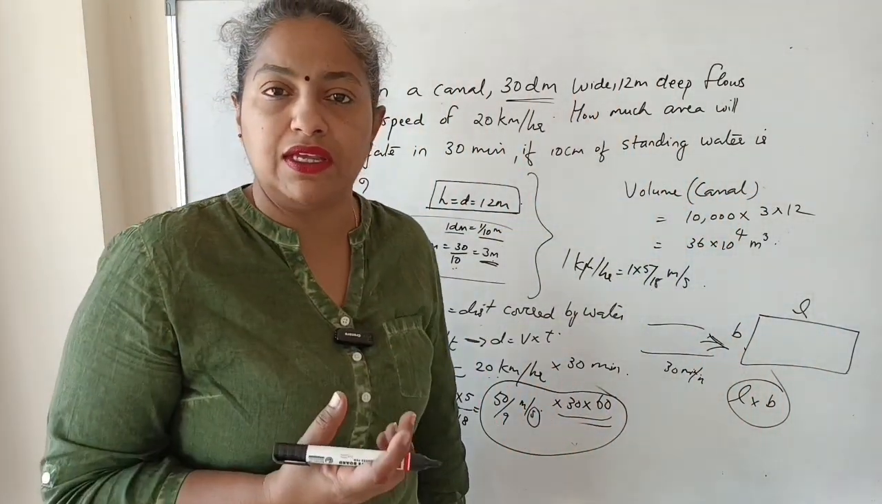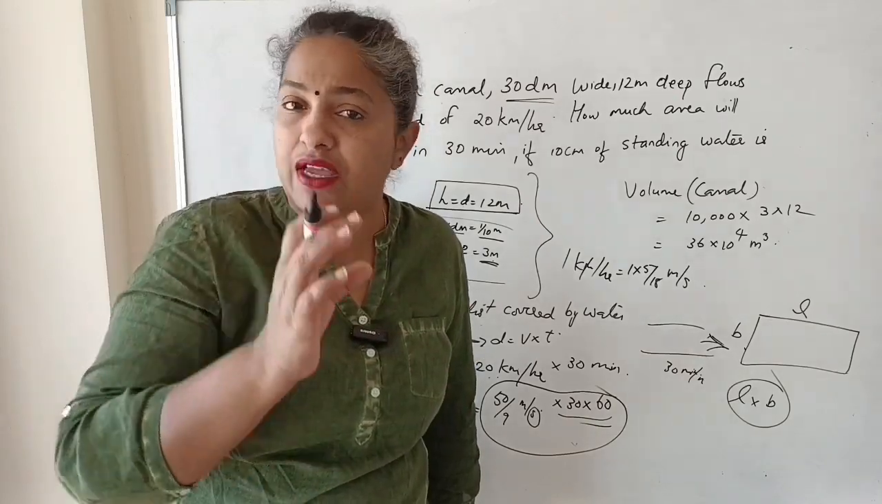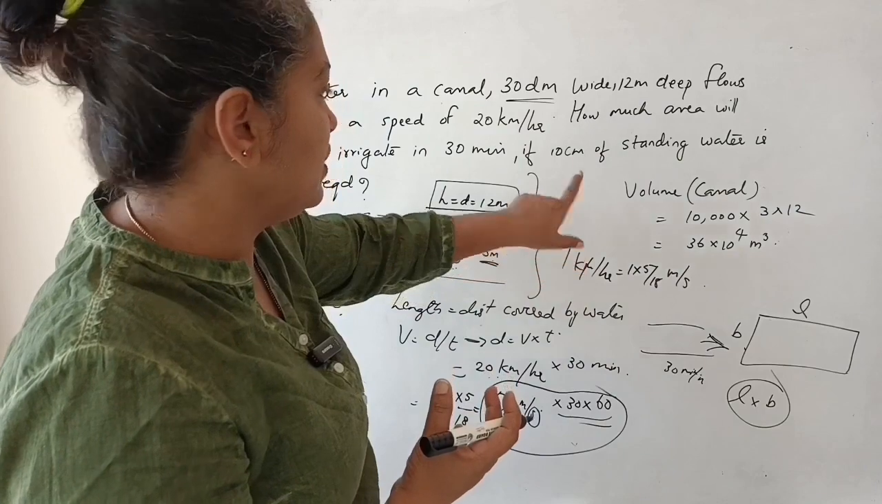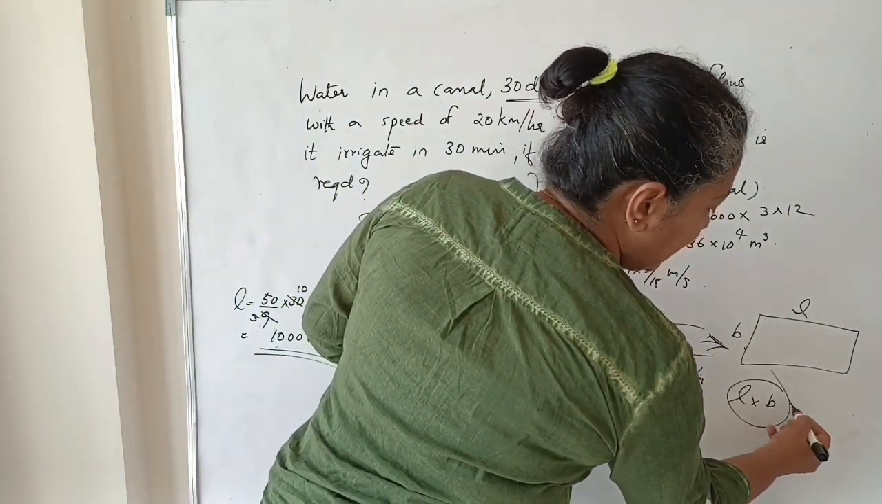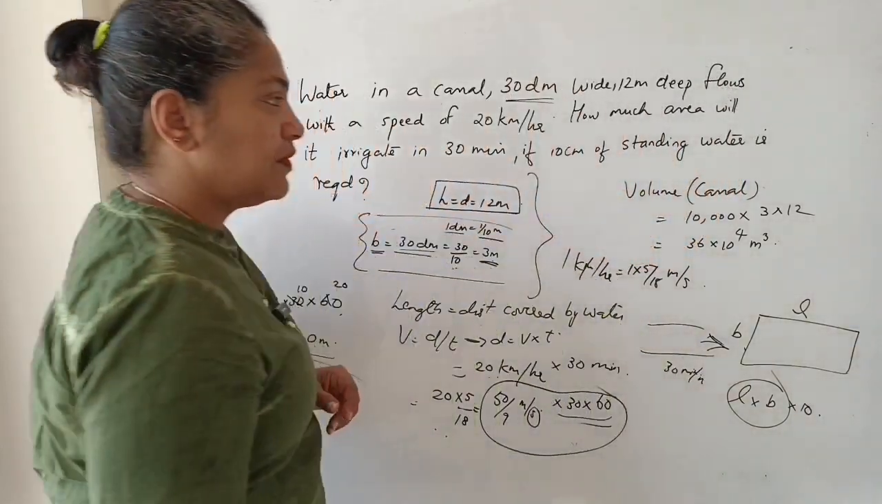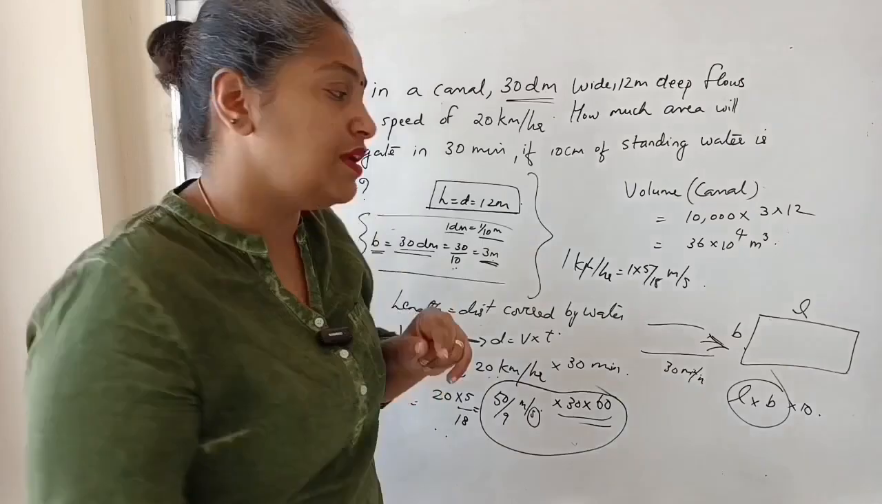So, what is the volume of the rectangular field? Volume of the rectangular field is L into B into the height of the standing water. Now, the height of the standing water is given as 10 centimeters. So, volume of the rectangular field is equal to L into B into 10. Okay, now this 10 is given in centimeters. We need to convert it into meter, divide by 100.